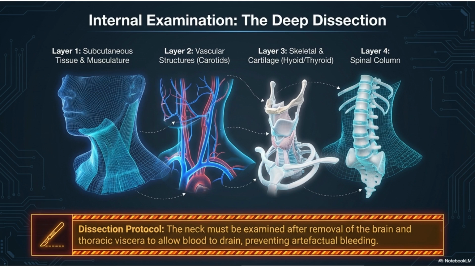The deep dissection of the neck involves 4 layers, starting with subcutaneous tissues and musculature, followed by vascular structures, skeletal and cartilage elements, and finally the spinal column. The dissection protocol requires examining the neck after the removal of the brain and thoracic viscera to prevent artifactual bleeding.